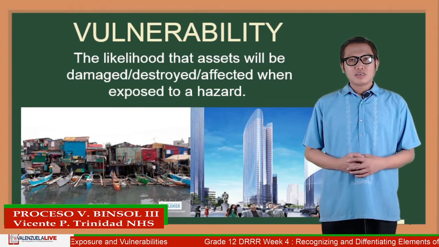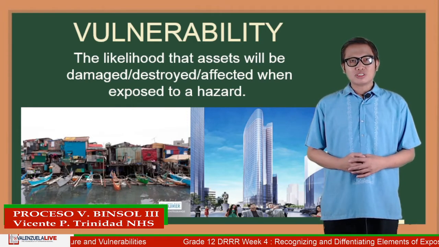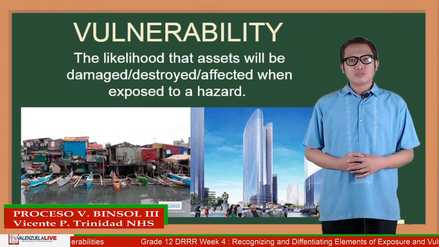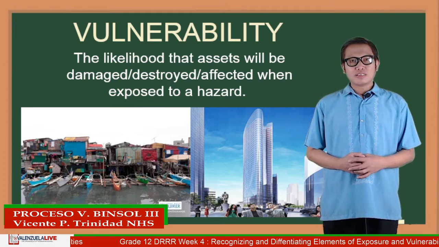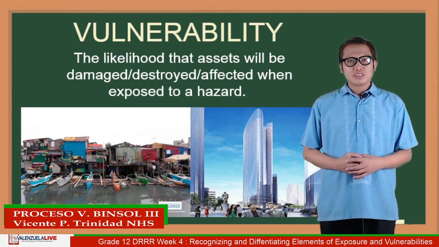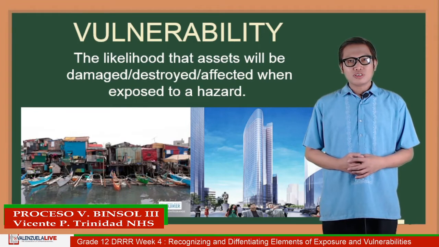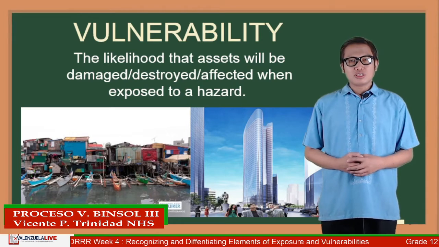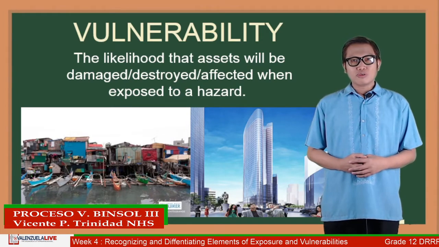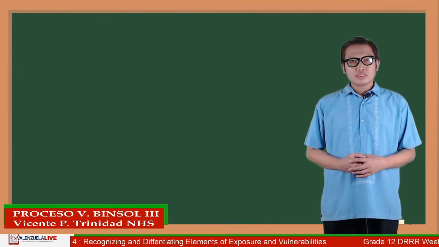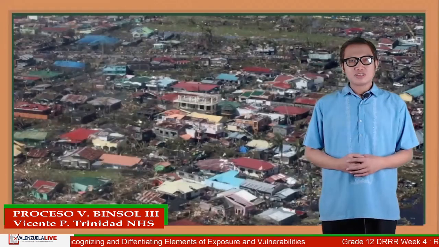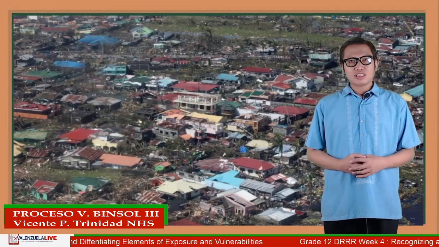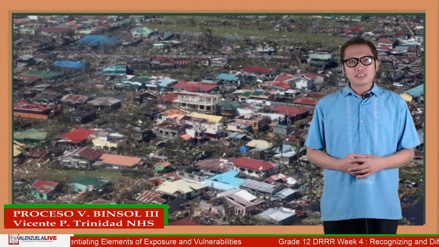Examples are, in the first image, houses near coastal areas that are prone to tsunamis and even storm surges. The next picture shows high-rise buildings with many floors, which are also susceptible to earthquakes. Next, it describes the characteristics and circumstances of a community, system, or asset that make it susceptible to the damaging effects of a hazard.